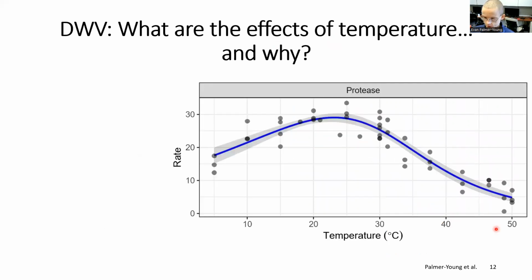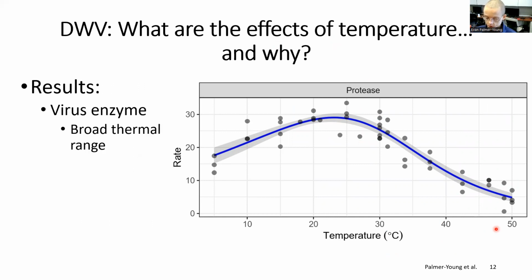Now, how about our results? For the isolated virus enzyme, we did find a remarkable conservation of function across temperatures, with activity maintained within 50% of its maximum value over a broad, more than 30-degree temperature range that spanned the typical operating temperatures found in ectothermic insects.